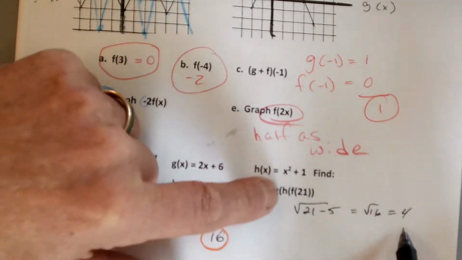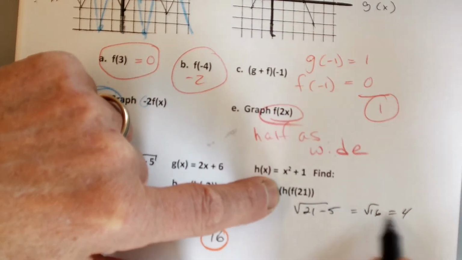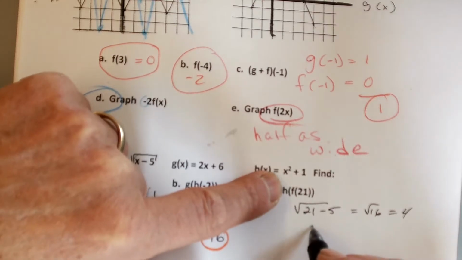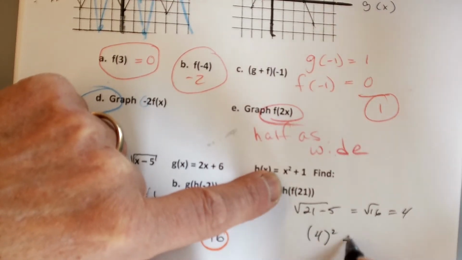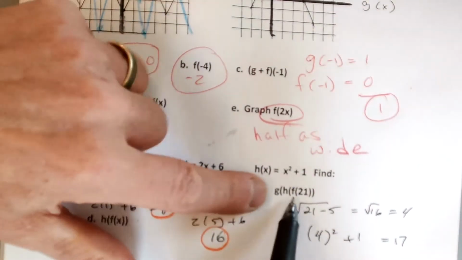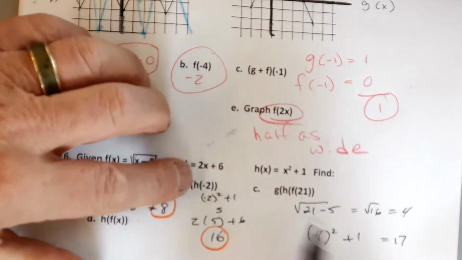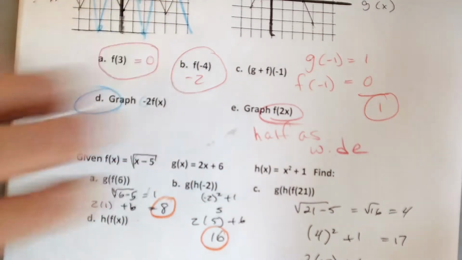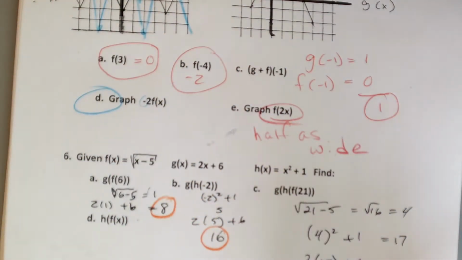So now I take 4 and plug it into h. So I'll go 4 squared plus 1. 16 plus 1 is 17. So I'll take 17 and I'll plug it into g. Okay, here's g. So we're going to go 2 times 17 plus 6. 34 plus 6 is 40, I think, if my brain is correct. And there we go.